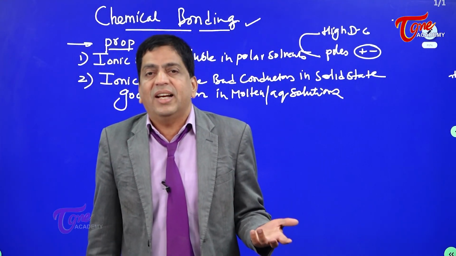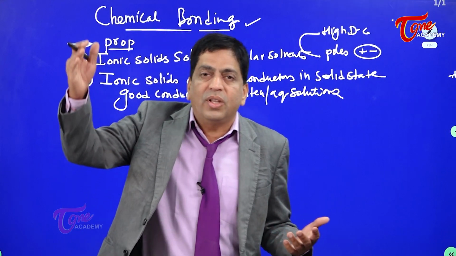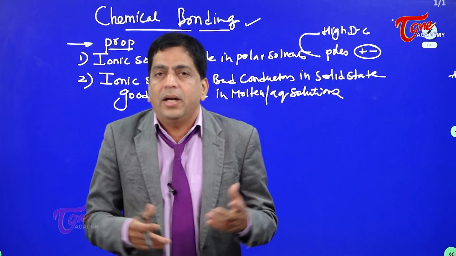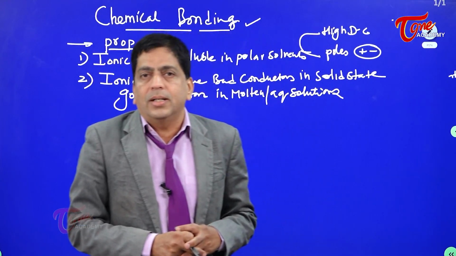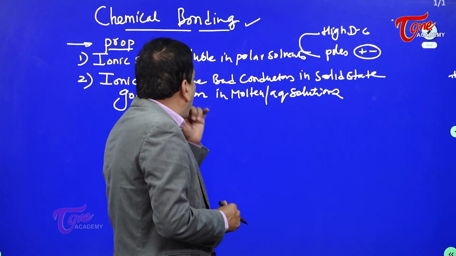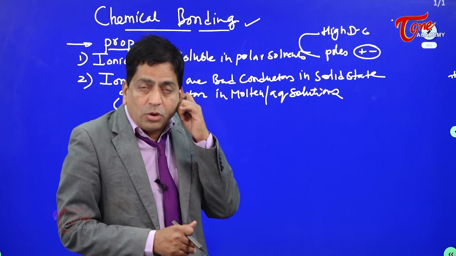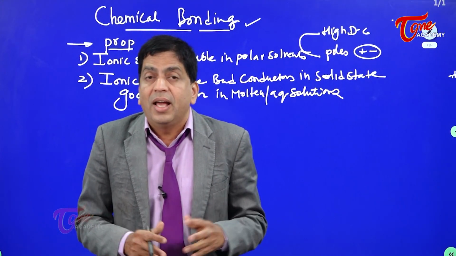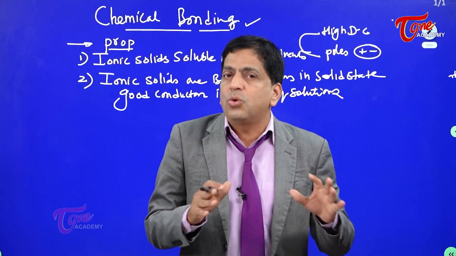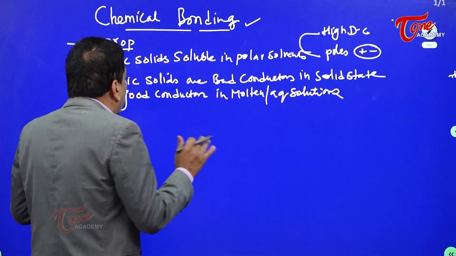Molten state is where the ionic compounds are melted to their melting point. They are now liquids, they are not solids. All right? So they are bad conductors in solid state and good conductors in molten and in aqueous solution. We need to answer that.